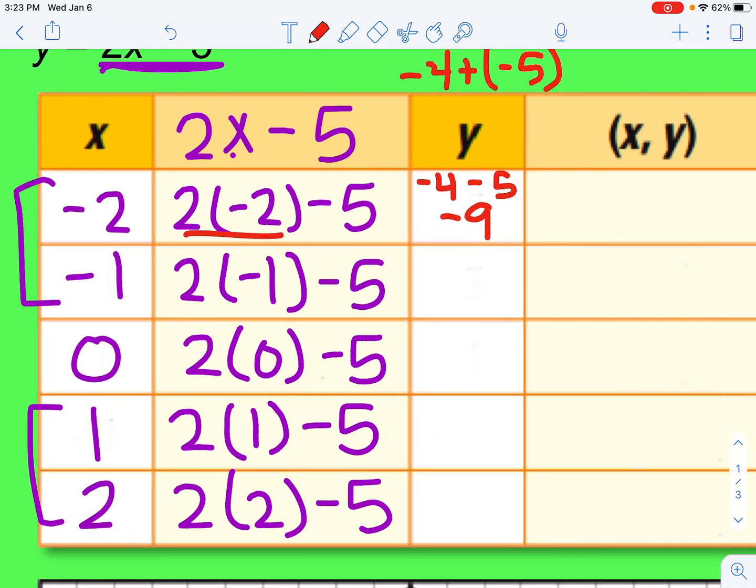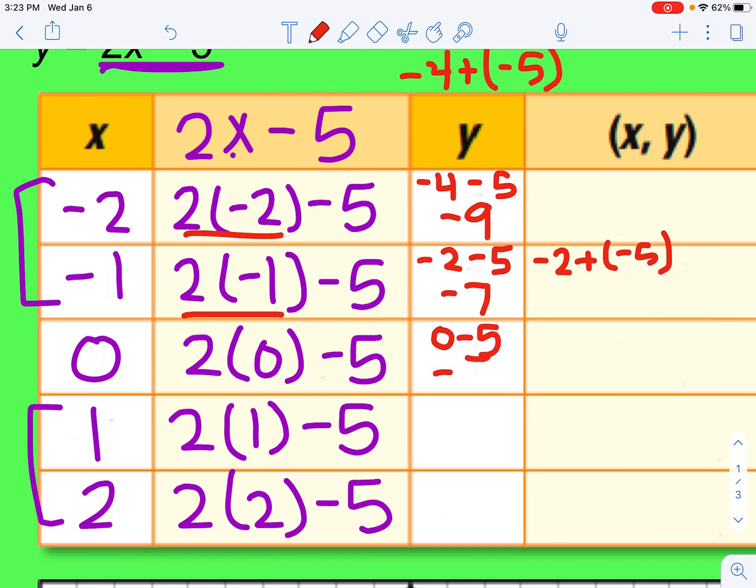Alright, now for our second one, where x is equal to negative 1, we're taking 2 times negative 1, which is negative 2, minus 5. Again, do keep, change, change, and you get negative 2 plus a negative 5, which is a negative 7. Alright, x is equal to 0. 2 times 0 is 0. 0 minus 5 is just a minus 5.